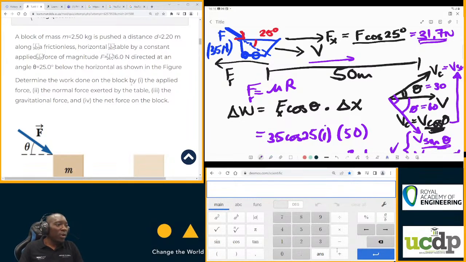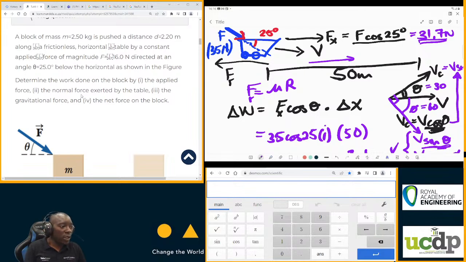Determine the work done on the block by the applied force, by the normal force exerted by the table, by the gravitational force, and by the net force on the block. So there are 4 things to consider which are acting on the block. So what is the work done on the block by the applied force? This should be the same working.